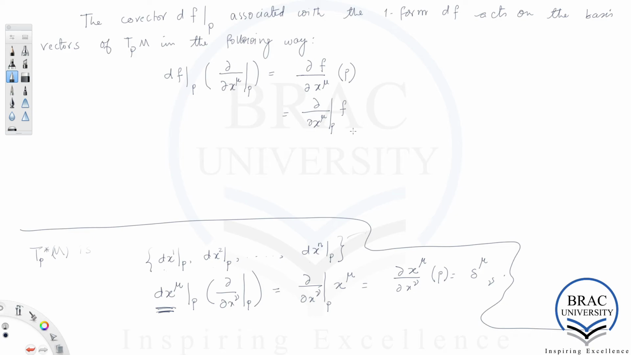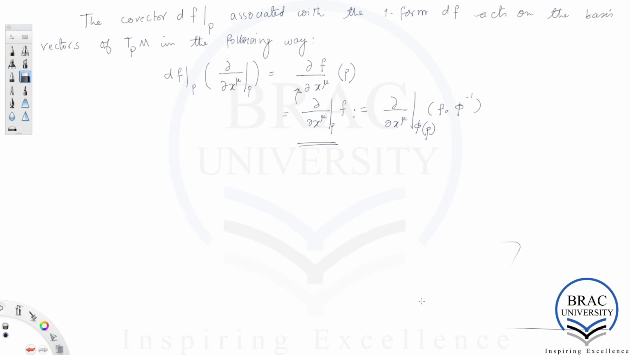And this was defined. So we defined the partial derivative at a given point on the manifold as, remember, del by del x mu at phi of p, f composed with phi inverse. Okay, this is how we define this guy or this guy, they are equivalent. Okay, from which we conclude the following.